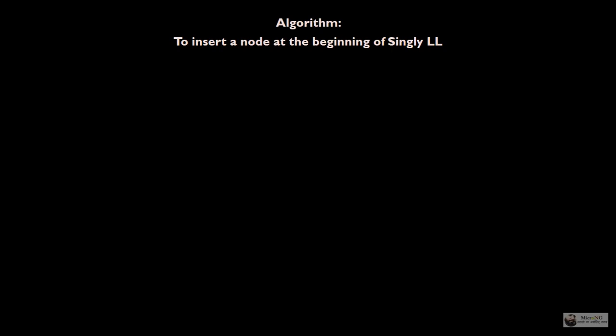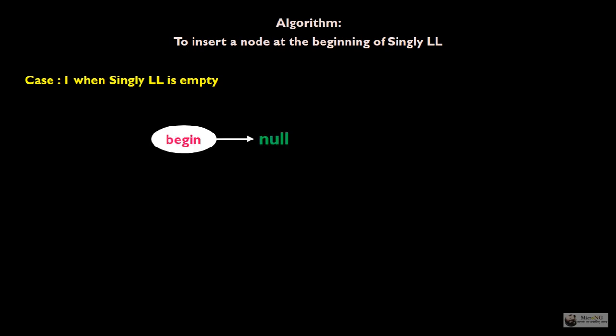Algorithm to insert a node at the beginning of single linked list. There can be two cases that can occur while we are inserting a node at the beginning. When single linked list is empty, that is case 1. So begin is pointing to null, that means single linked list is empty.